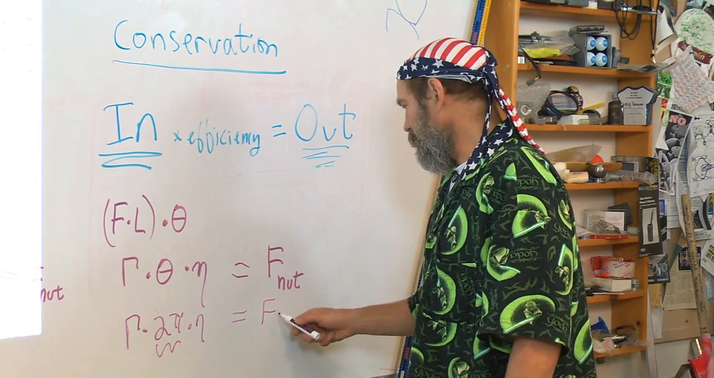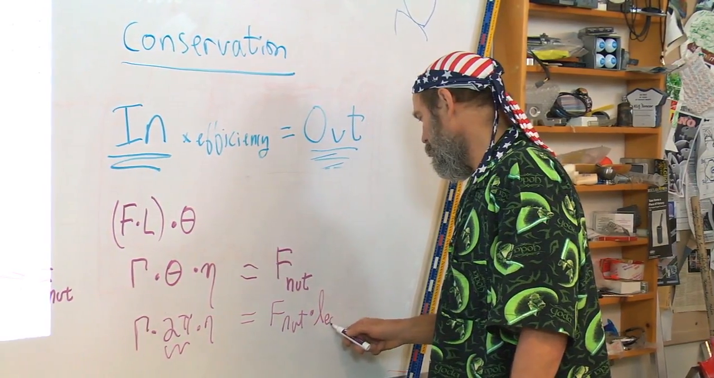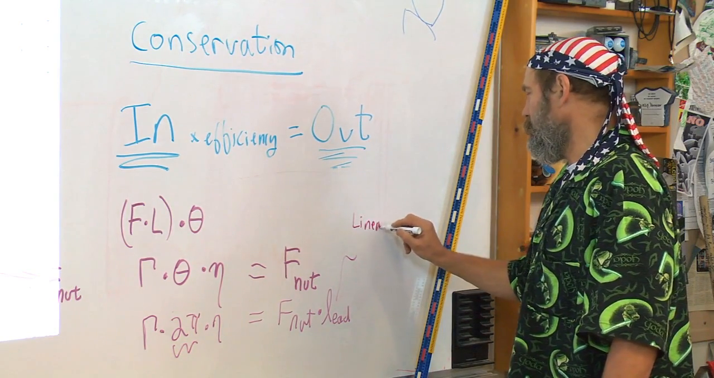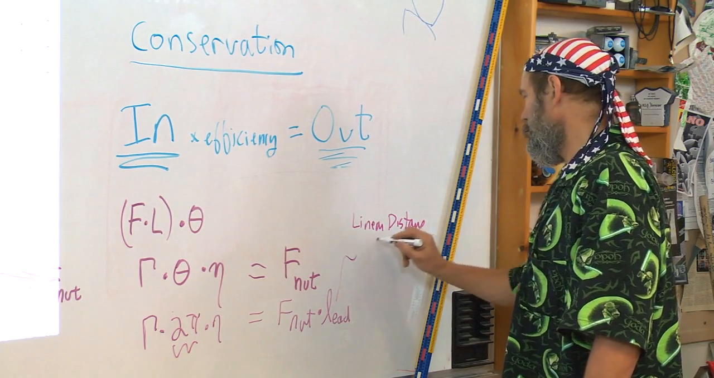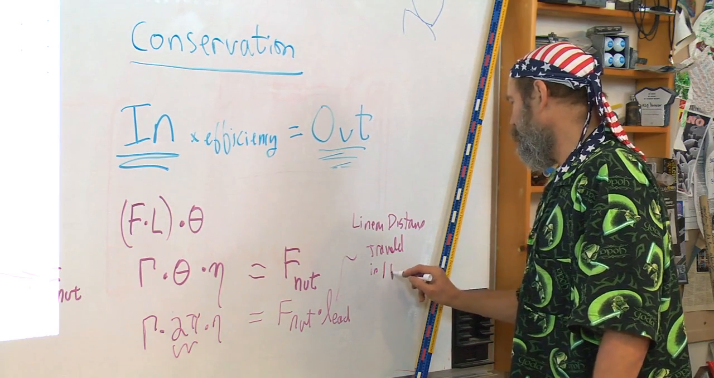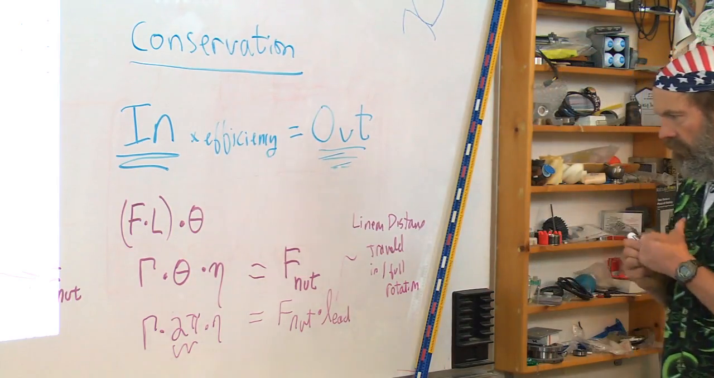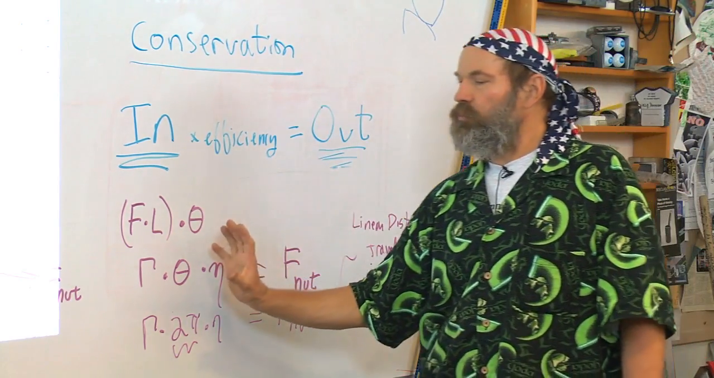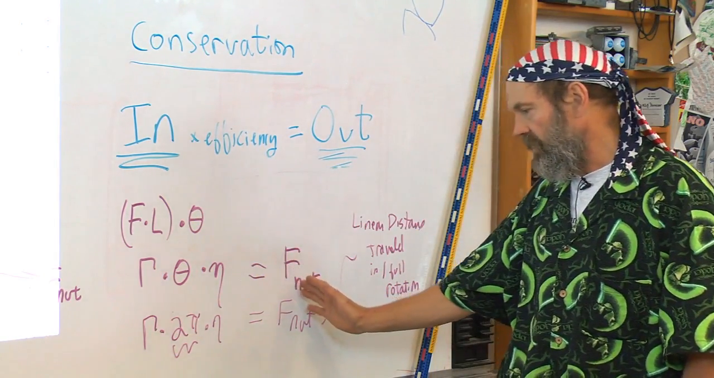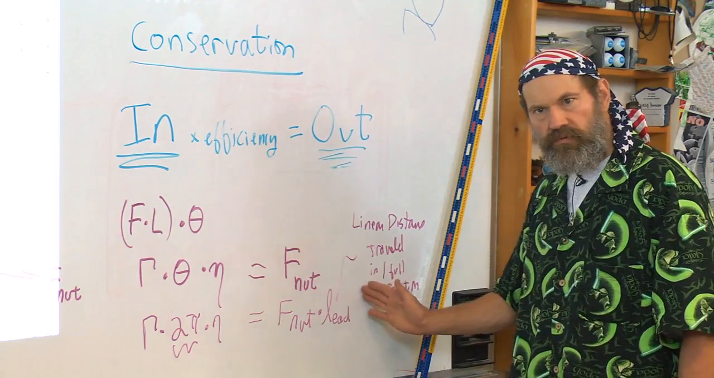Equals force on the nut times, this is called the lead. The lead is the linear distance traveled, right, in one full rotation. Conservation. I have put in a force that I'm applying through one full rotation, and what I'm getting out is a force on the nut being applied over one lead of the screw, one pitch.